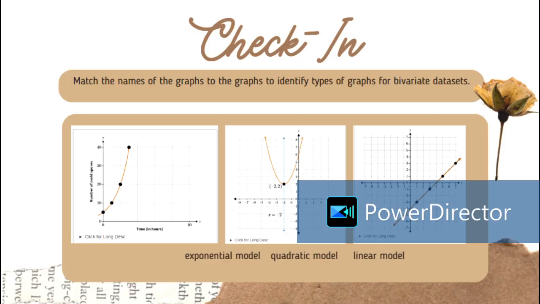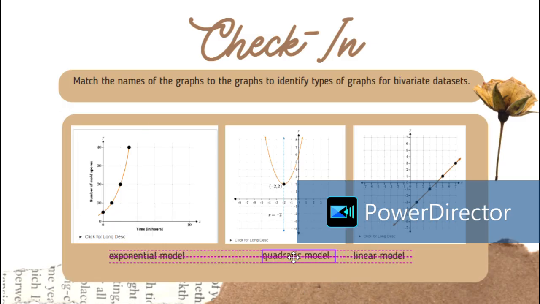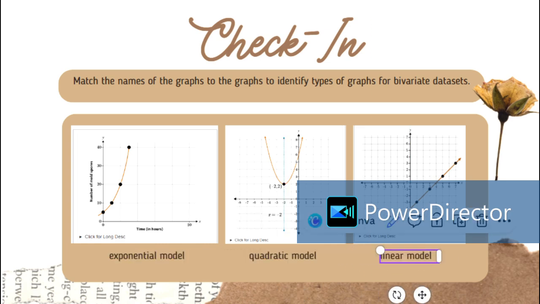Match the names of the graphs to identify types of graphs for bivariate data sets. This one right here starts out kind of slow and then goes quickly, so it's exponential. This one is a parabola, so it's quadratic, and this one is a straight line, so it's linear.